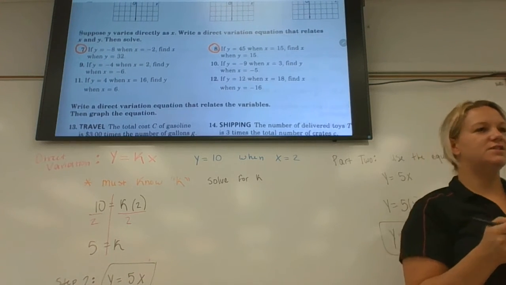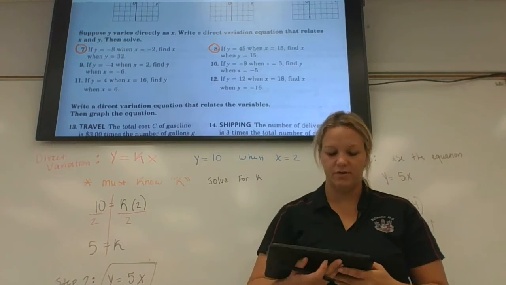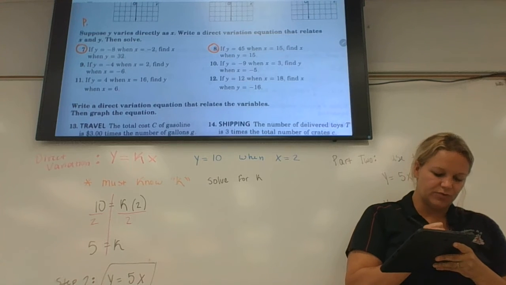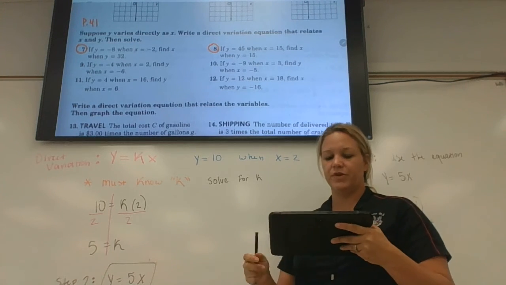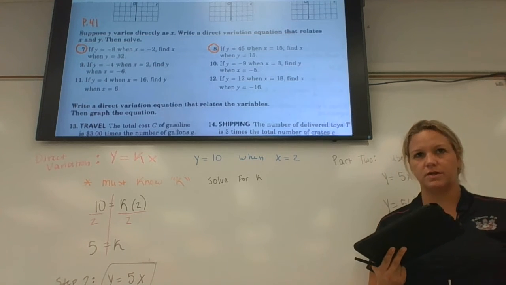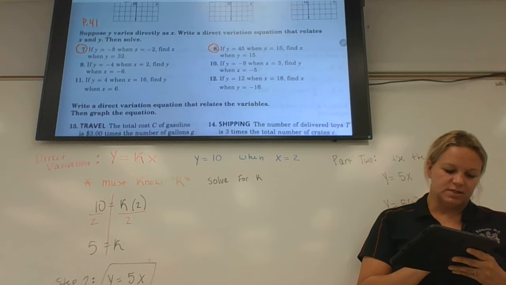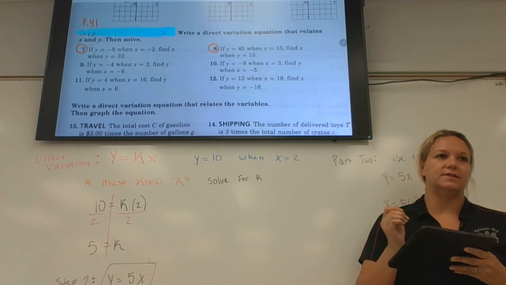So these directions are a little more simplified than the way I broke it down for you. This is page 41. Right now, you're going to do 7 and 8. We're going to go over it right now. This is not homework, it's classwork right now. It says, suppose y varies directly as x.